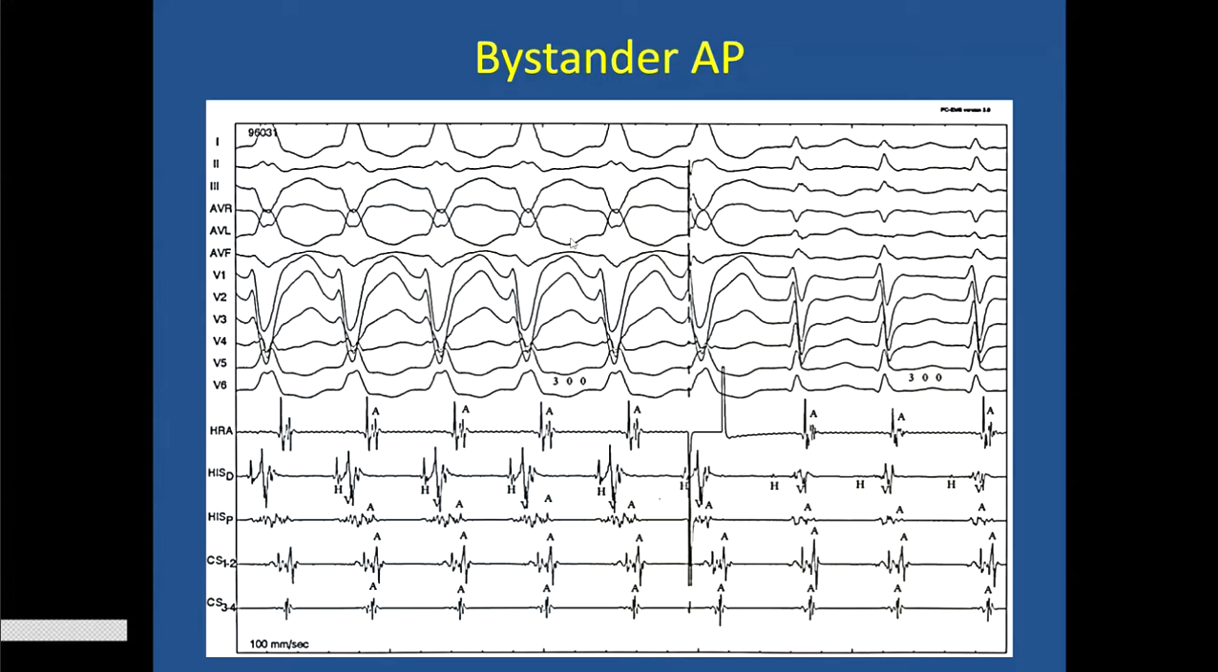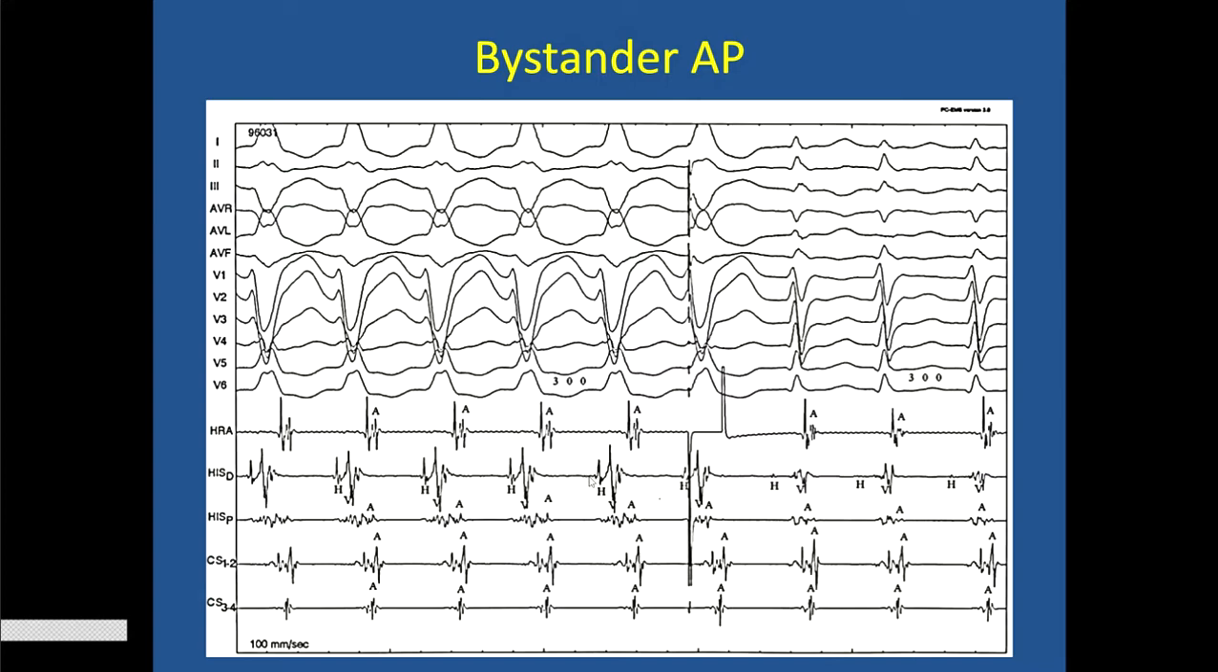We touched upon it. It could be SVT with aberrancy, it could be an antidromic tachycardia, or it could be a VT. Now, how do we differentiate? Once we place the His bundle catheters, in SVT with aberrancy or pre-existent bundle branch block scenarios, we always get a positive HV.